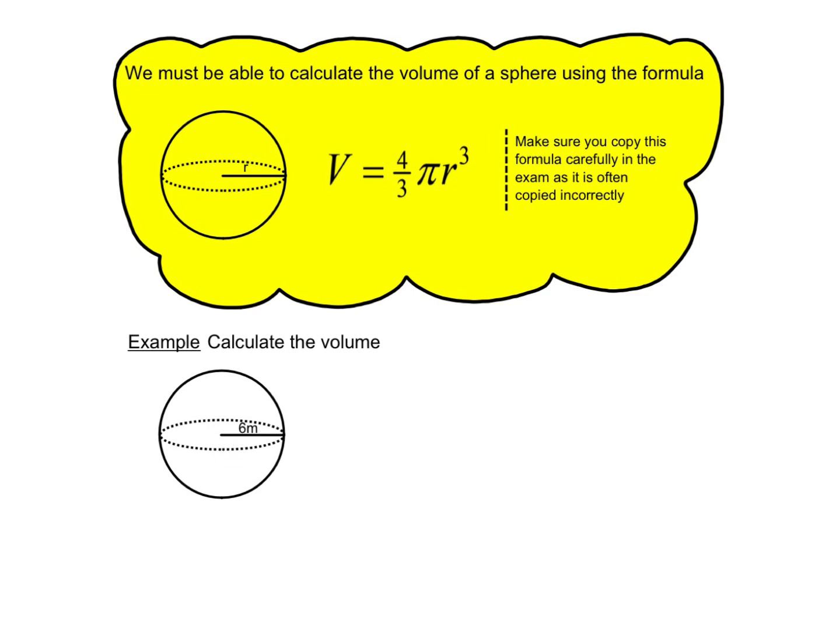Let's use that formula for our first example down here. So we're given a sphere and we're asked to calculate the volume. So again, first step will be volume is 4/3 pi r cubed. We're going to write out our formula, and then we're going to start to substitute into that. Now there's only one thing to substitute into this formula, which is the radius.